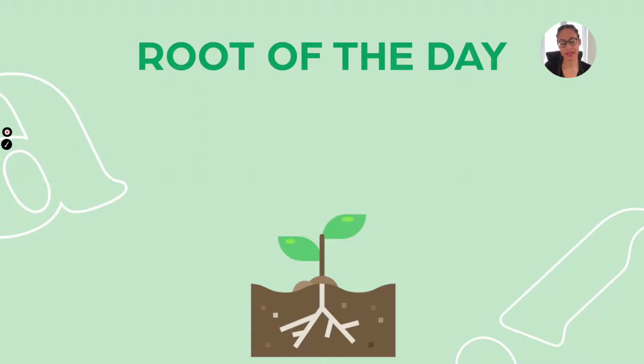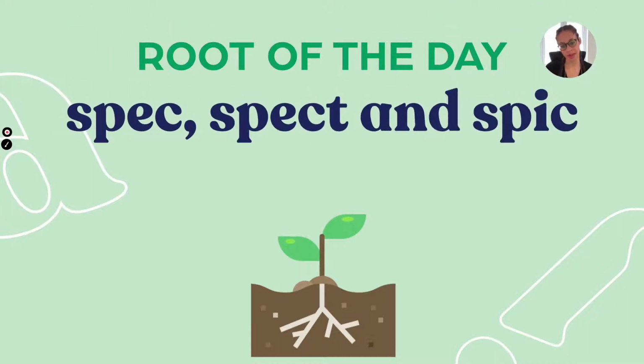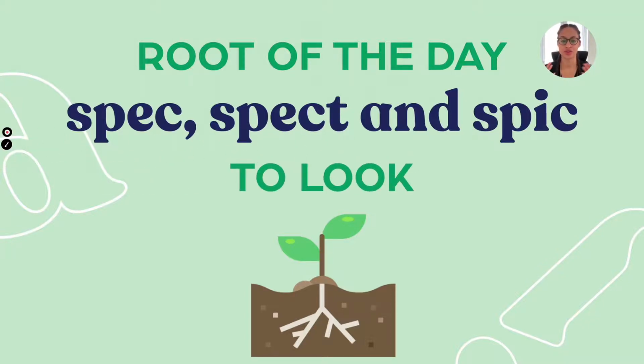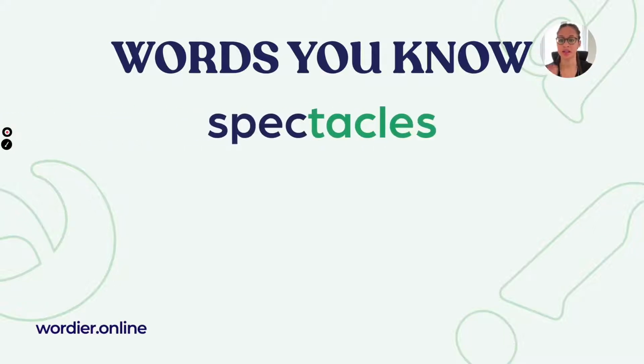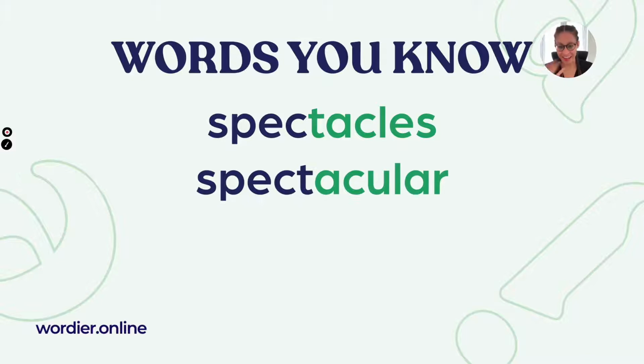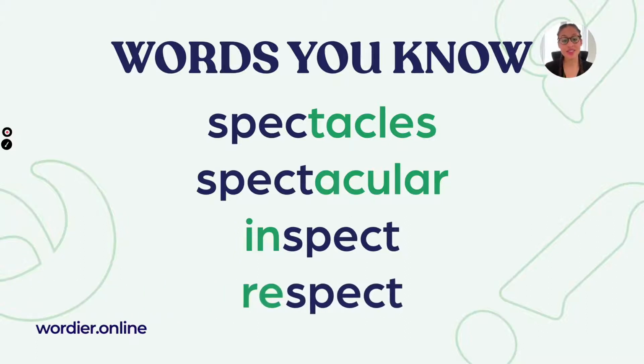Our root for today is spec, spect and spic. Again, they all mean the same thing, and that is to look. So you'll already know some spec words. Spectacles, these things to do with looking. Spectacular is something amazing that you want to look at. Inspect, looking closely, and respect, even though it doesn't sound like it goes with something to do with looking, but it is another spect word.